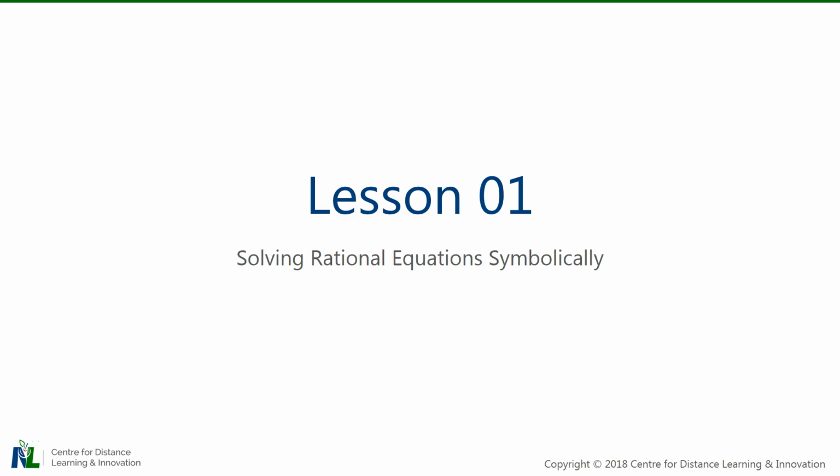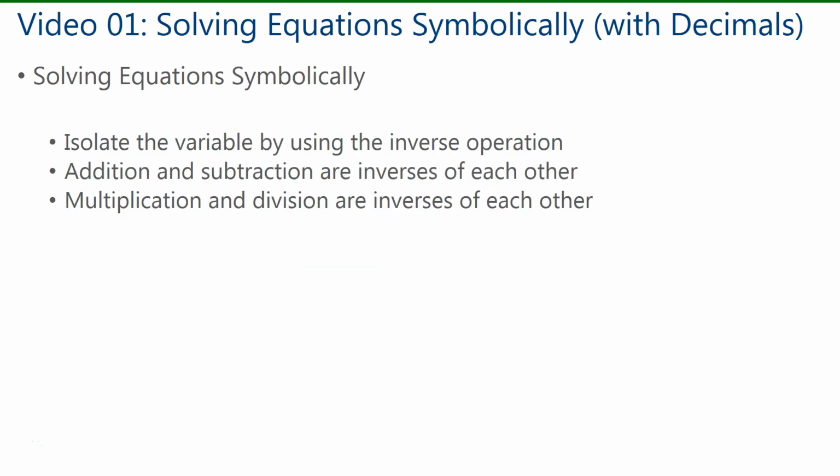Welcome to Lesson 1 on solving rational equations symbolically. Here we'll be solving equations involving decimals. Now when we solve equations symbolically, this means that we isolate the variable using the inverse operation. Addition and subtraction are inverses of each other, as well as multiplication and division.